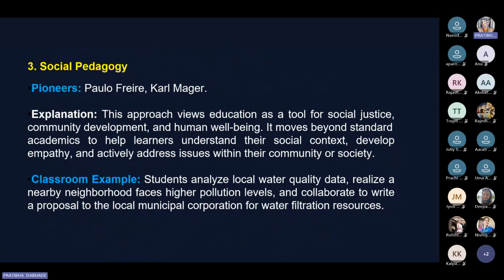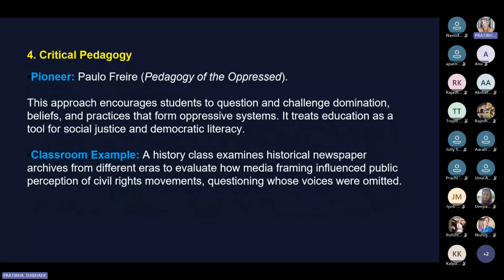And it is expected that the students should understand the social problems, right? But also they should help to solve the social problems in collaboration with the concerned parties, we can say, right? It is there in the social pedagogy and critical pedagogy. So don't rely on particular information blindly. Always see. Let me tell you one thing.